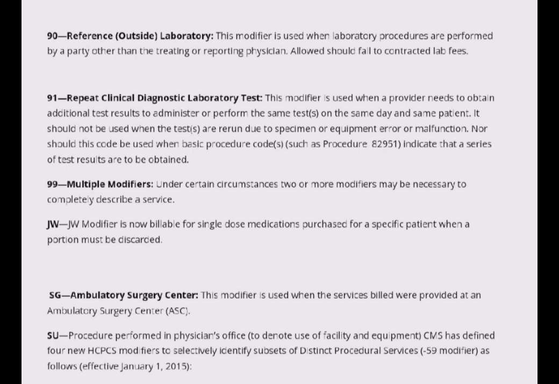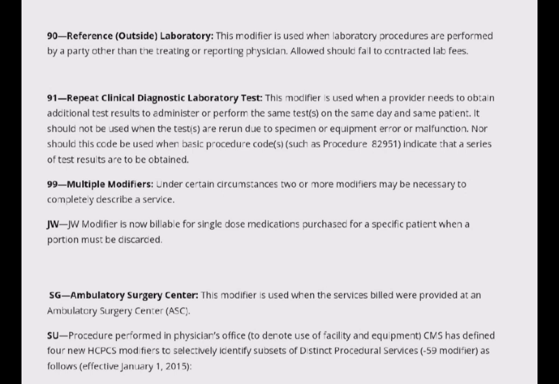99. Multiple modifiers. Under certain circumstances, two or more modifiers may be necessary to completely describe a service. JW modifier is now billable for single-dose medications purchased for a specific patient when a portion must be discarded. SG, ambulatory surgery center. This modifier is used when the services billed were provided at an ambulatory surgery center, ASC. SU, procedure performed in physician's office, to denote use of facility and equipment.